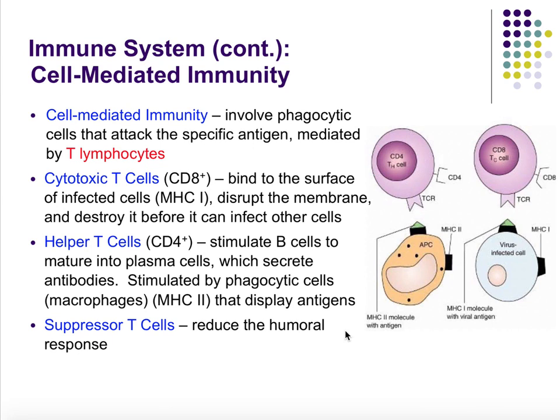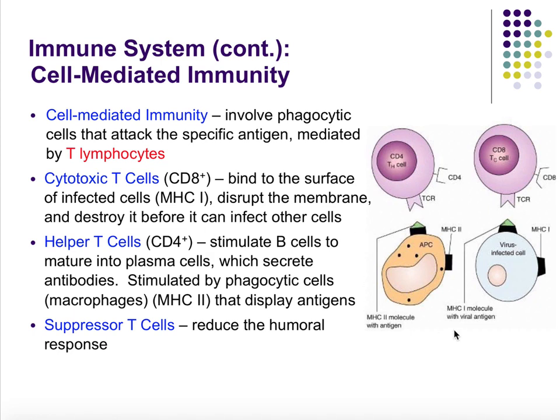So, cell-mediated immunity. This is where we're talking about our T cells, our T lymphocytes. It's going to involve our phagocytic cells that attack specific antigens, and we have our cytotoxic T cells, helper T cells, and suppressor T cells. Cytotoxic T cells has the word toxic in it, so it's going to have some sort of impact on the cell that destroys it. What these cells do is they bind to the surface of infected cells and disrupt the membrane, and it destroys that infected cell.